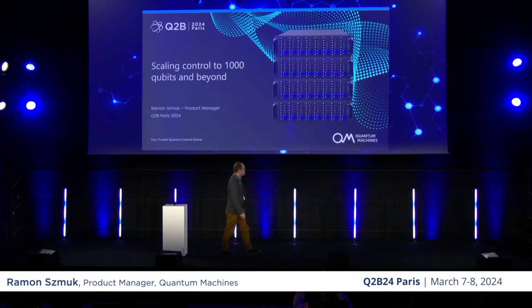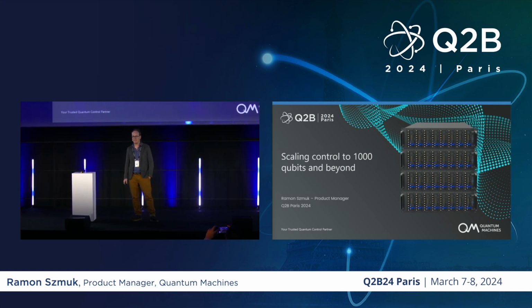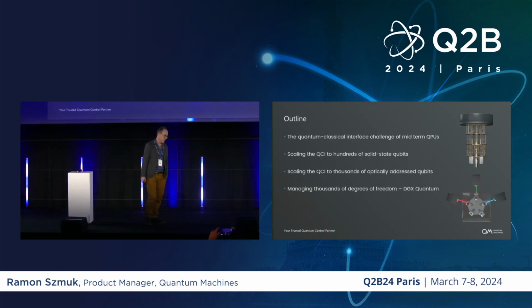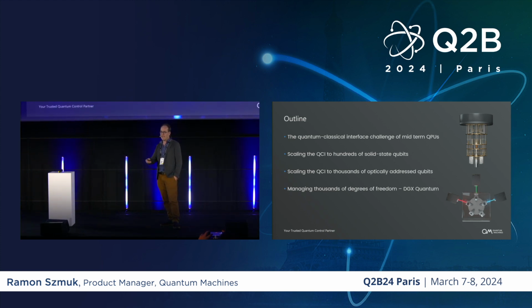And yes, today I wanted to talk to you about scaling control to 1,000 qubits and beyond, and what quantum machines is doing to help make this a reality. So the outline is as follows. I also don't have many slides. The idea is the following.